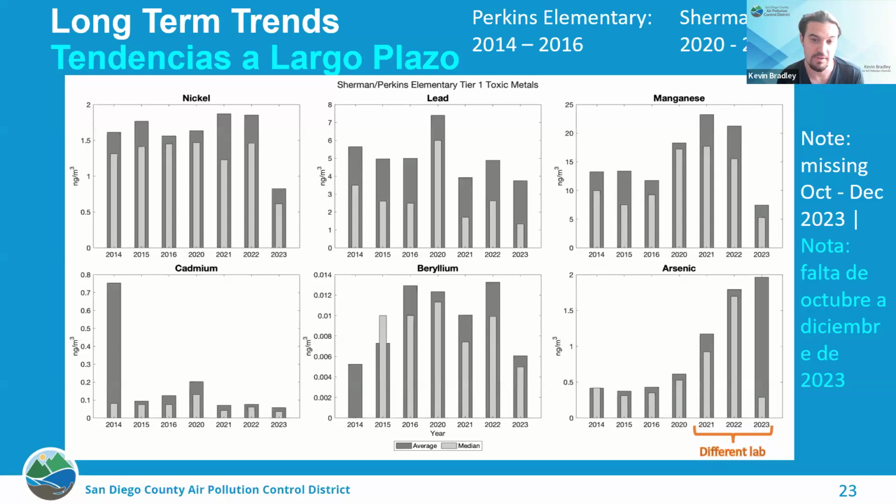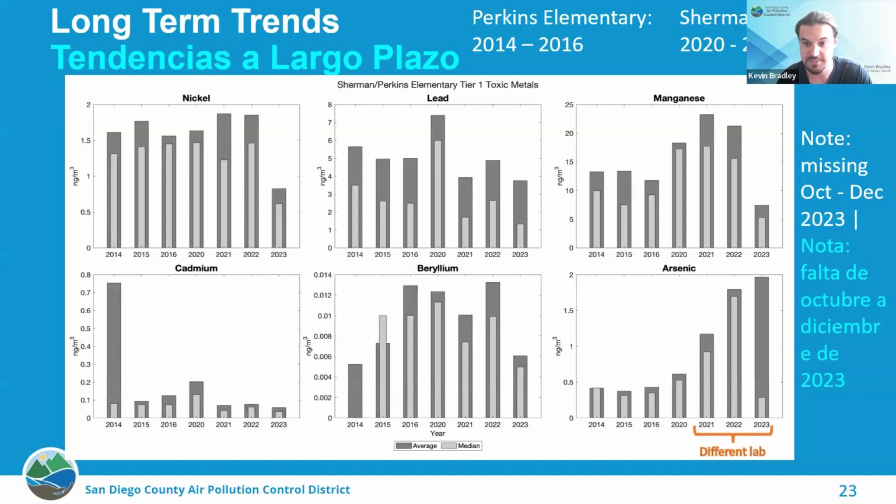Beyond that, though, the other thing I really wanted to draw everyone's attention to with this slide, again, if we look at nickel and we look at manganese in 2023, we see a pretty substantial decrease. Again, this is only at Sherman Elementary School, but we see those levels go down quite a bit from one year to the next. So what we want to figure out is, is that decrease going to be sustained at all of our other sites? Because we only collected historically at Sherman and Perkins Elementary School. The remainder of our sites, we started at the beginning of last year of 2023. So we don't have multiple years of data at these other sites.